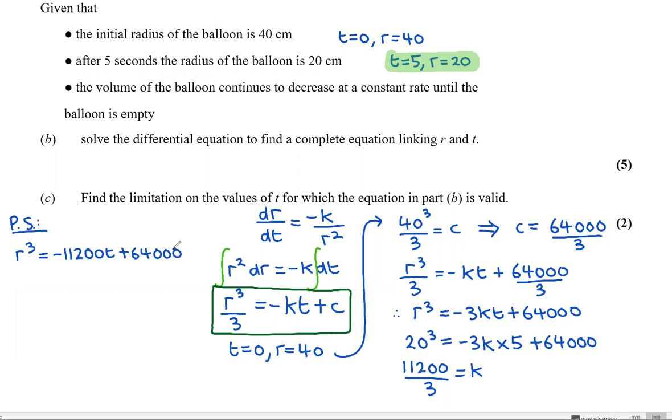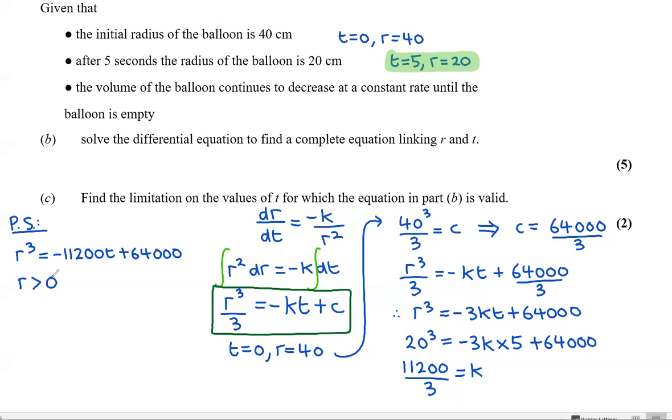Okay, so we now have a function for the radius in terms of time. So that completes part B. For part C, it says find the limitation on the values of t for which the equation in part B is valid. Well, obviously time is going to be greater than 0, but not only that, for this to be valid, the radius also has to be greater than 0. Otherwise, there's no sphere. Okay, the balloon doesn't exist.